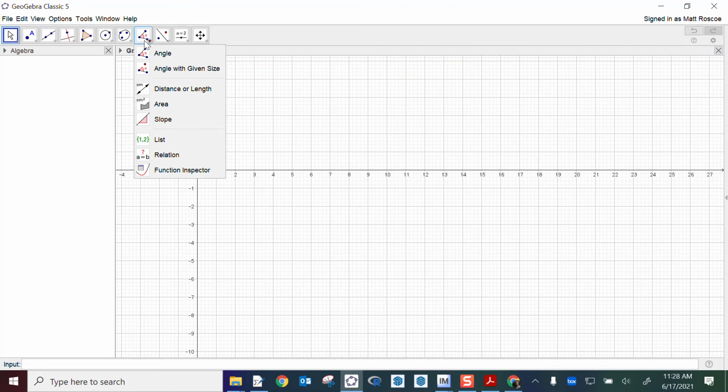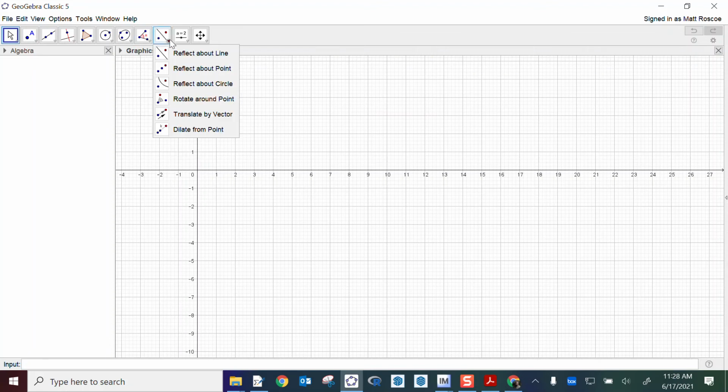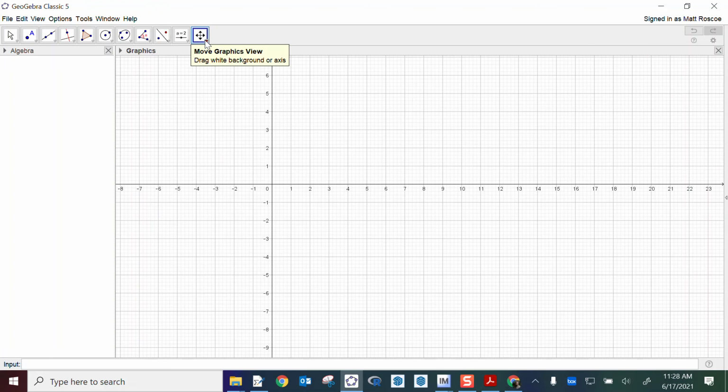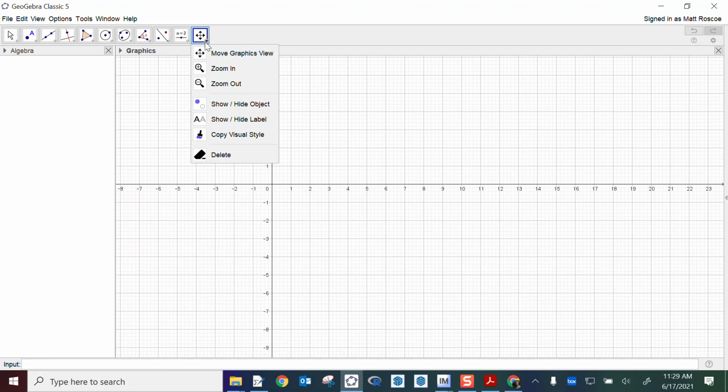This is the measurement drop down: angle, distance, area, slope. So the measurements. Here are all the transformations: reflection, rotation, translation, dilation. And then here are the extras, things like sliders, text, checkbox, and a text box, which we'll do here in a minute. You can also import images if you want to analyze an image geometrically. You can put an image behind the coordinate plane and take a look at it. And then this is the move tool for the graphics view, which allows you to grab the plane and move it around, and allows you to zoom in and zoom out if you like.